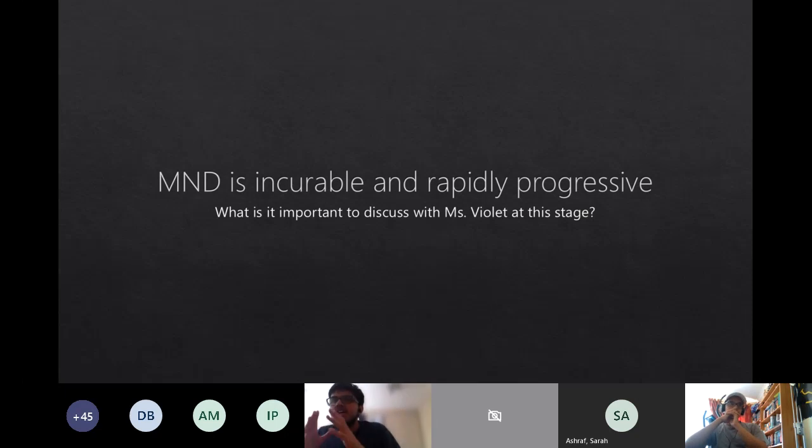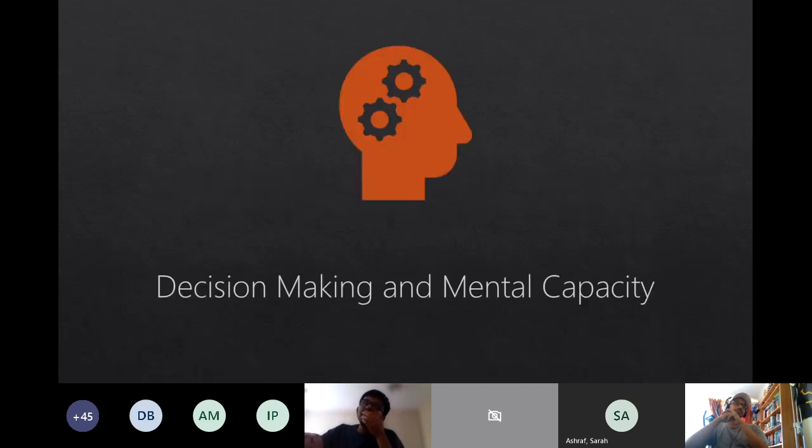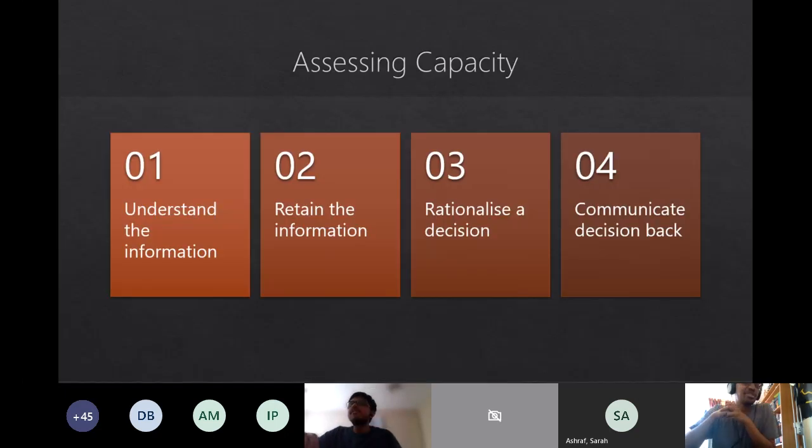So when someone still has capacity, as she does at this stage, you want her to make the decisions of how she wants to be cared for in the future when she might not have that level of capacity. And unlike the med school, we're not going to spend an hour on this. We're going to spend 10 minutes on it. Which is what they should do as well.